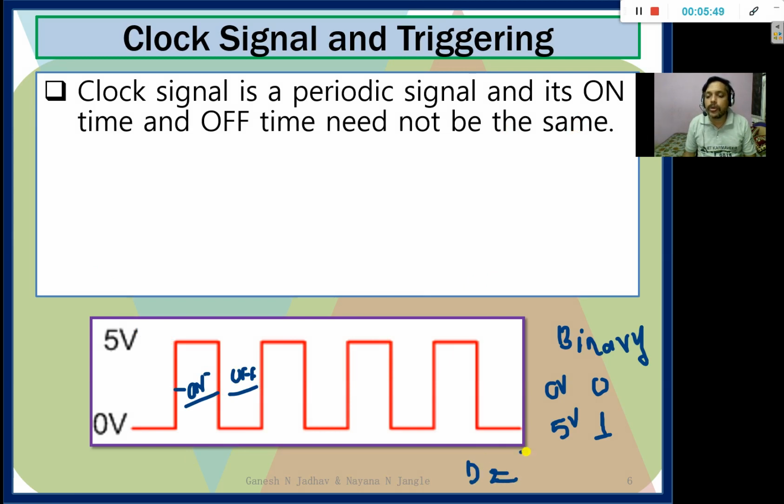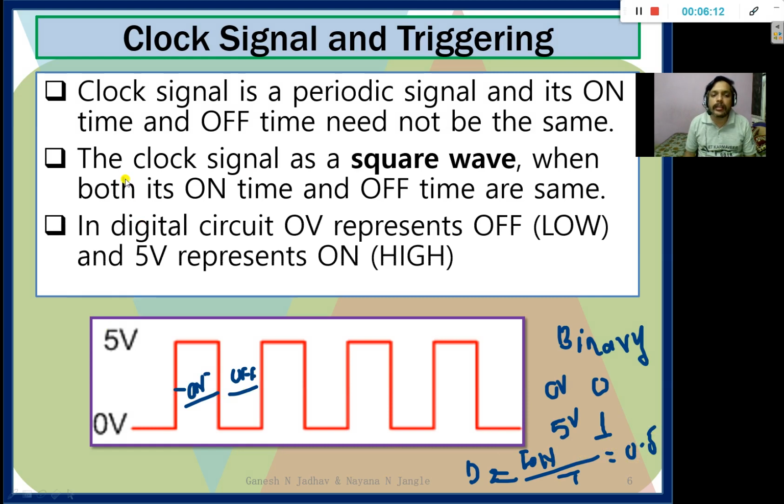Duty cycle is equal to T on upon total time duration T. So T is nothing but T on plus T off. So if T on is equal to T off, suppose T on timing is equal to T off timing, then this duty cycle, if you calculate it, will come to 0.5 or 50%. So that waveform, the clock signal, is called a square wave when on time and off time are the same, that is, the duty cycle is 0.5.